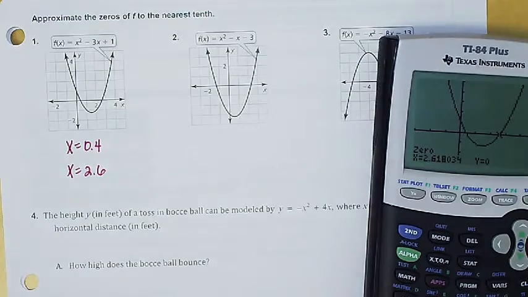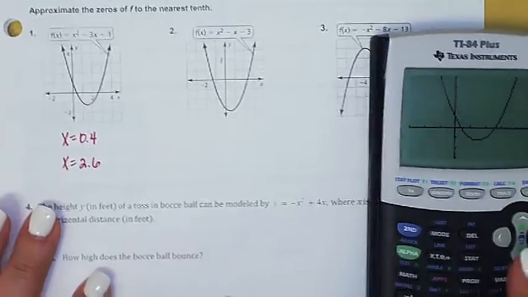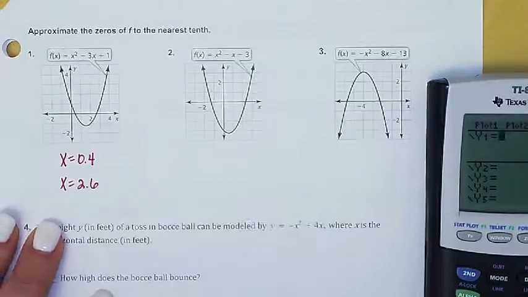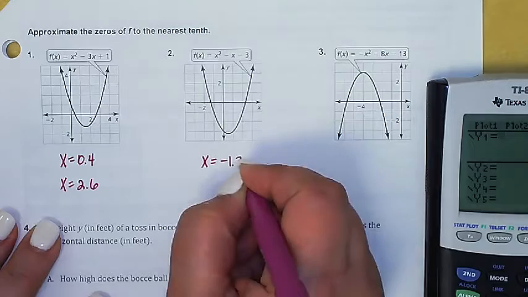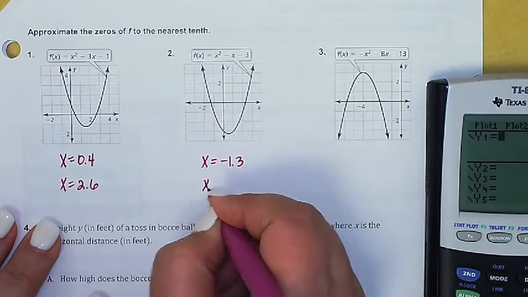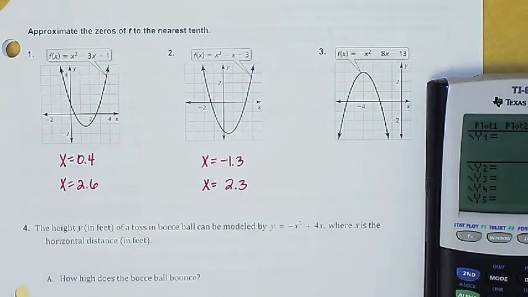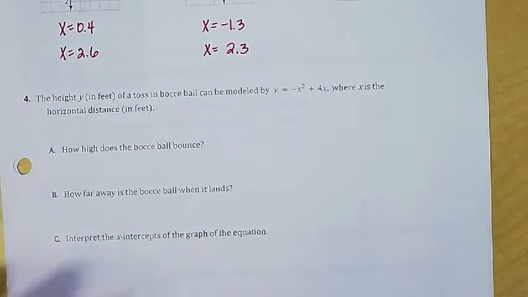Okay. Try number 2 on your calculator. See what you get there. Okay, so for number 2, hopefully you tried it. If you got on your calculator x equals negative 1.3 after rounding and x equals 2.3, then you are in good shape. Those are your solutions on number 2. All right, let's go on to the word problem.